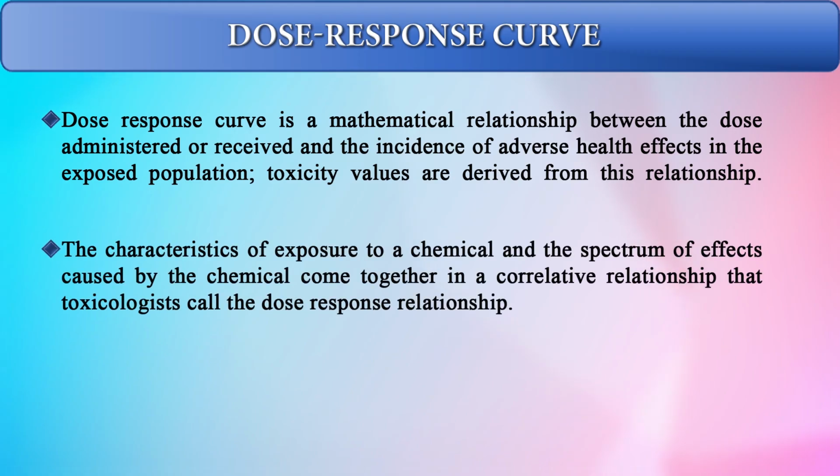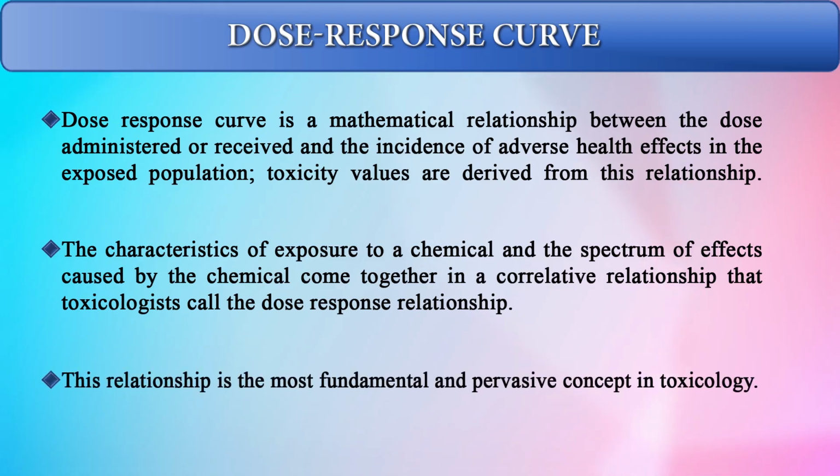The characteristics of exposure to a chemical and the spectrum of effects caused by the chemical come together in a correlative relationship that toxicologists call the dose response relationship. This relationship is the most fundamental and pervasive concept you will see in toxicology. If you want to understand the potential hazard of a specific chemical, toxicologists should know both the type of effect it produces and the amount or dose required to produce that effect.